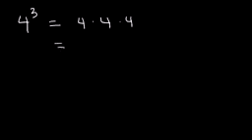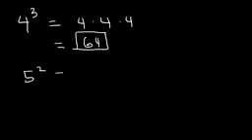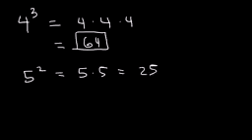Now let's review exponents. What is 4 raised to the third power? What does that mean? When you're dealing with exponents, you're dealing with repeated multiplication. 4 to the third power means that you're multiplying 3 4s together. 4 times 4 times 4 is 64. So 5 squared means that you're multiplying 5 2 times. 5 times 5 is 25.